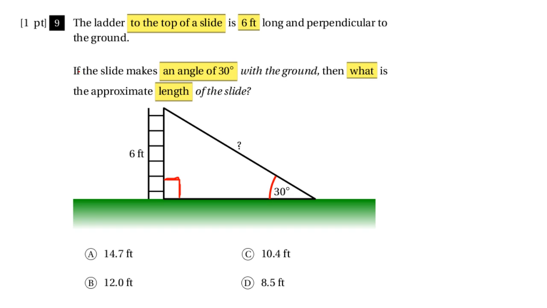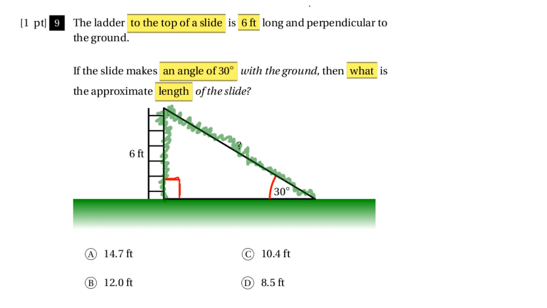with the ground. Then it says, if the slide makes a 30-degree angle with the ground, what is the approximate length of the slide? So what they're asking me about is this part of the slide right here, and if I kind of fill this in, I can see, okay, well, there's the part that they want. What part of this triangle do I know? I know this part over here, so I need to label these two green squiggly lines.